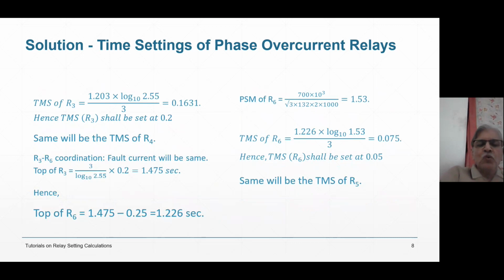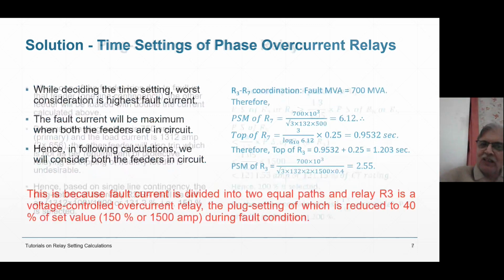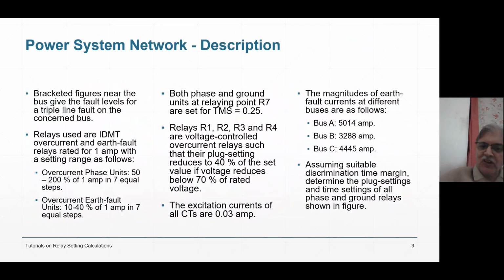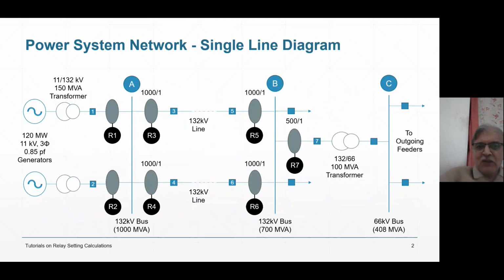So into log 10, 2.55, which is the PSM, divided by 3. That takes me to 0.1631. Going further in 0.05 steps, I have to set the TMS of R3 or R4 at 0.2. Now I have to do R3, R6 coordination, my dear friend, because I have to go back to R3, R6 coordination. Try to understand.